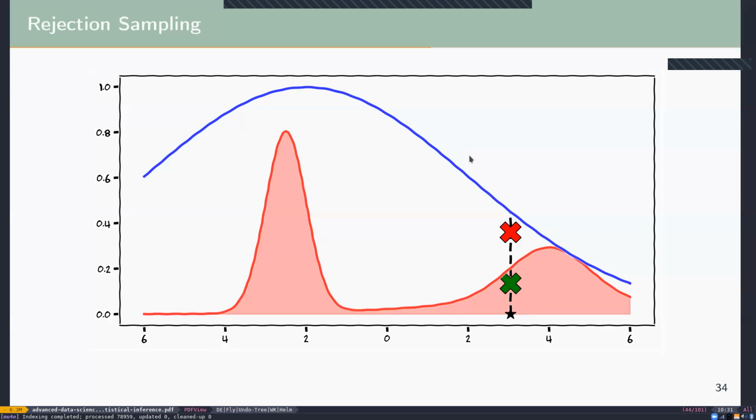True. It's a cool trick, but it's just not used in high dimensions. Yeah. And a lot of the Bayesian stuff I was talking about is high dimension. But if you're in one dimension, yeah.